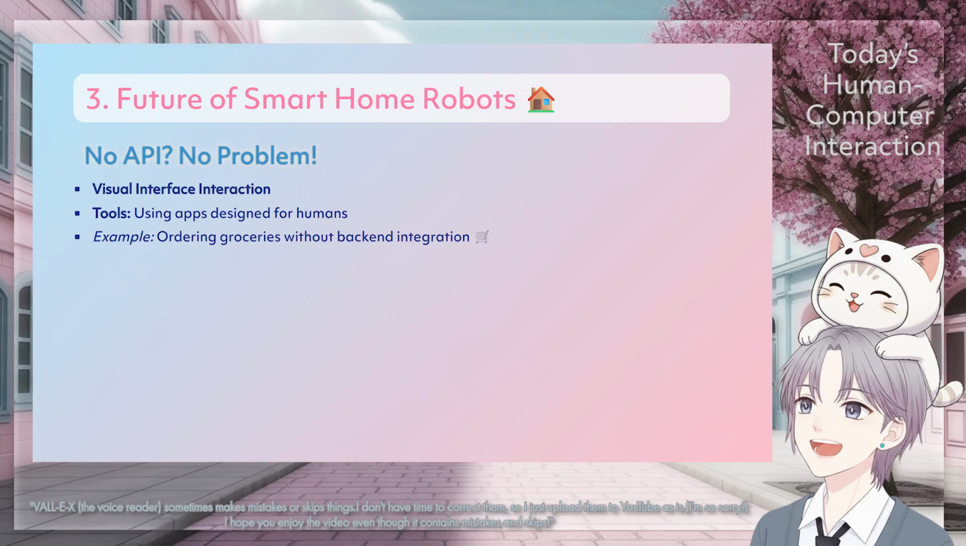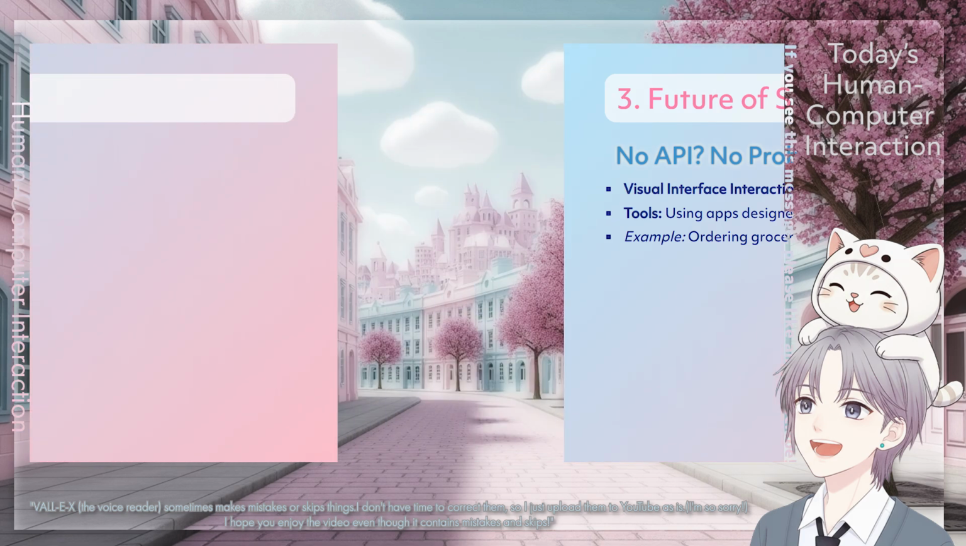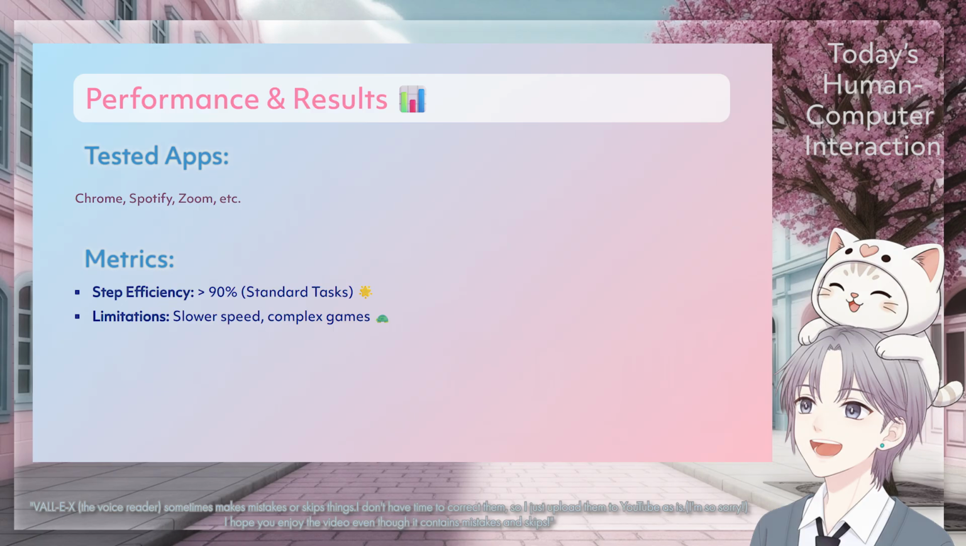Third, let's consider the future of smart home robots. Right now, if you want your home robot to order groceries, it usually needs a special API or a software connection to the store. But what if the store does not have an API? With Ichino-ani, a kitchen robot could literally pick up your phone, unlock it, open the delivery app, scroll through the menu, and tap order. It allows robots to use the tools we already have instead of needing special software for everything. The paper mentions that they tested this on many apps, like Chrome, Spotify, and Zoom.